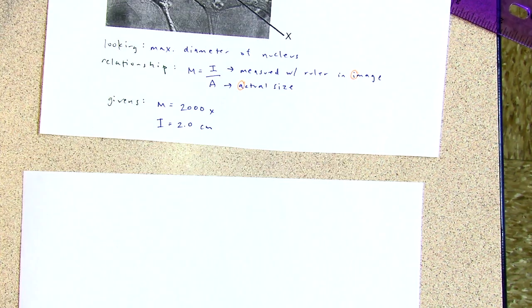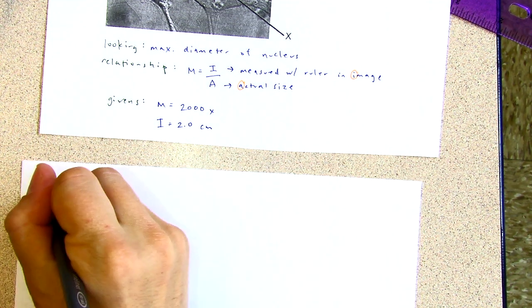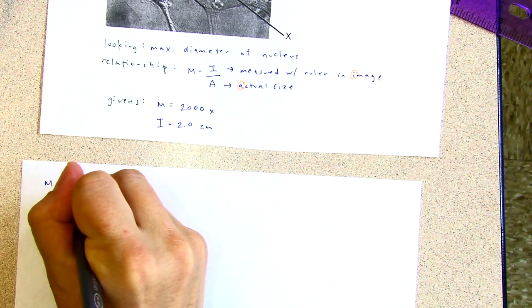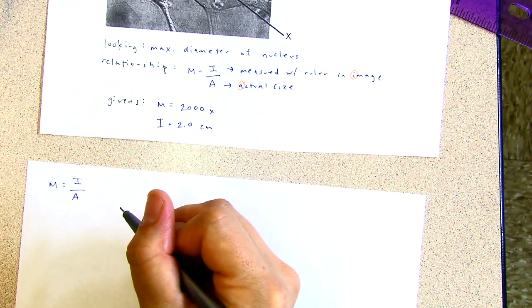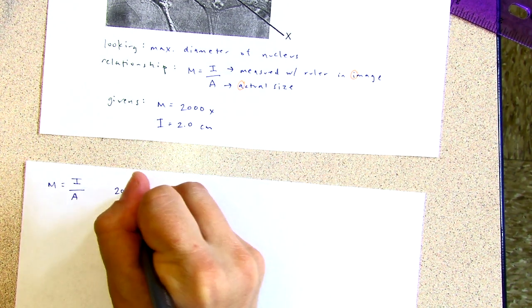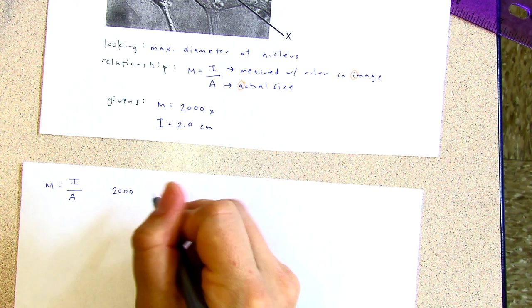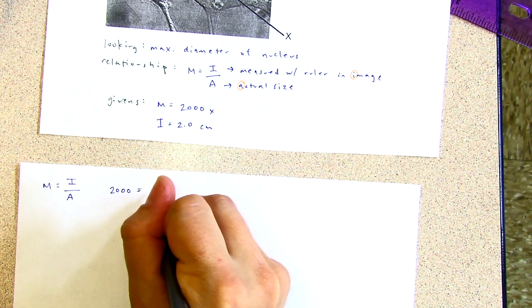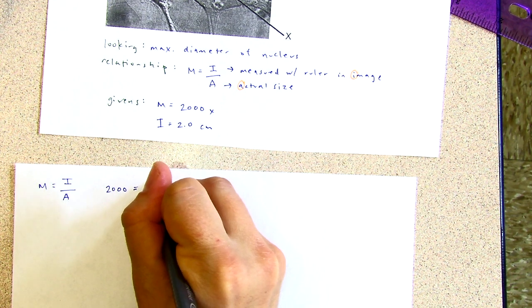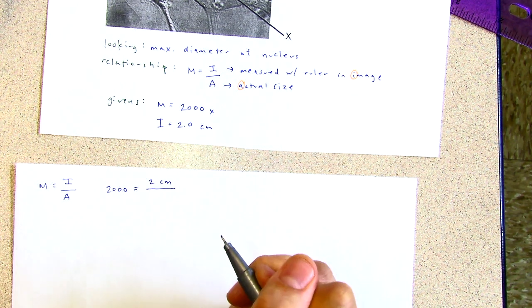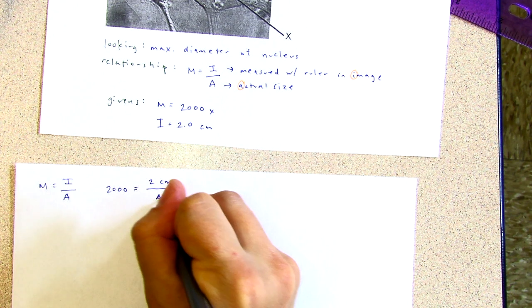Okay, so with the given 2000x magnification and an image size of 2 centimeters, we can just plug in. So we have a magnification of 2000. We have a measured image size of 2 centimeters. And we are solving for A.